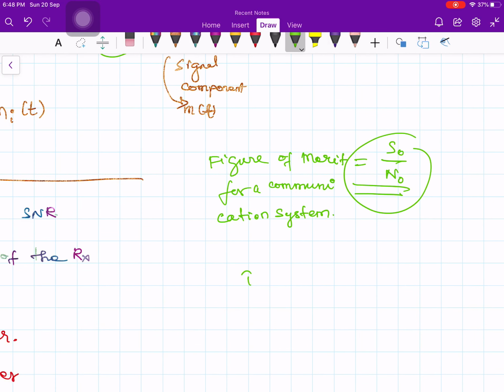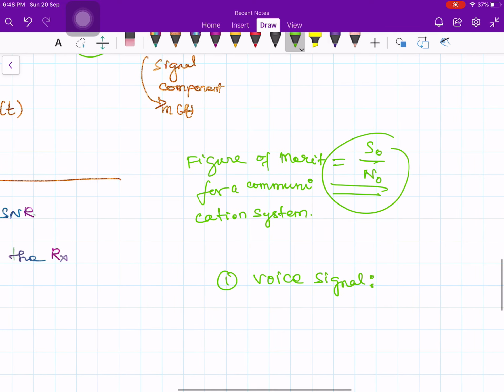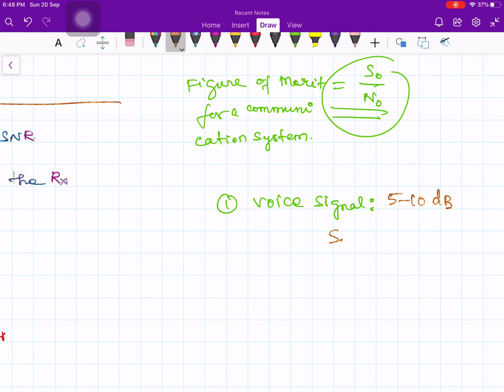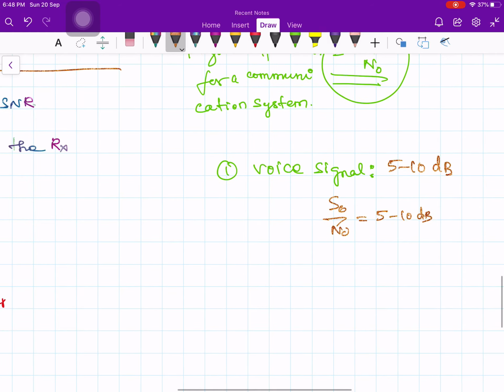For example, you take voice signal. For voice signal, the typical signal to noise ratio will be 5 to 10 dB. If signal to noise ratio S0 by N0 is equal to 5 to 10 dB, you will find that the voice signal is barely intelligible. You can guess or make out something is being spoken, otherwise you cannot make out. So these are some typical values, which are given to make some feel for what kind of values are desirable finally.